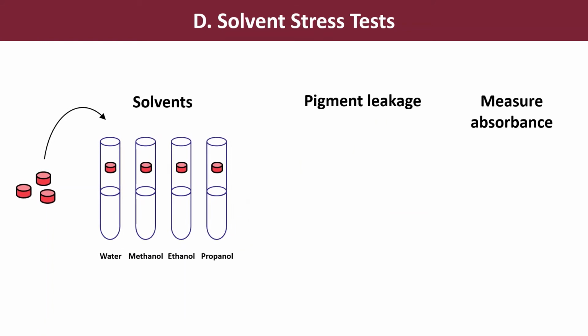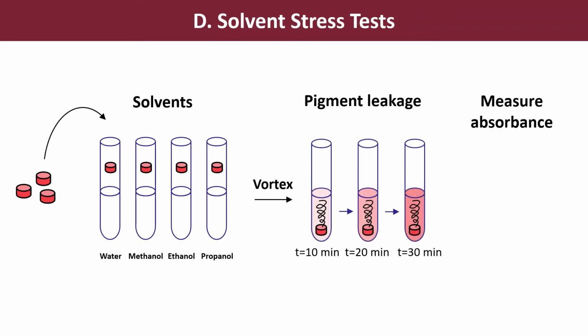Once we have the discs in the solvent, we're going to leave them there for 30 minutes. So just like before, we're going to mix them a little bit as we go along. Every 10 minutes, I'm going to vortex these test tubes. At the end of that, just like what we did with the temperature stress tests, I'm going to take the absorbance of the solution to see how much of the pigment has leaked.